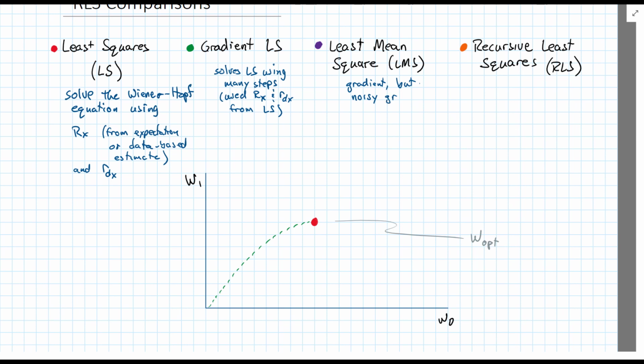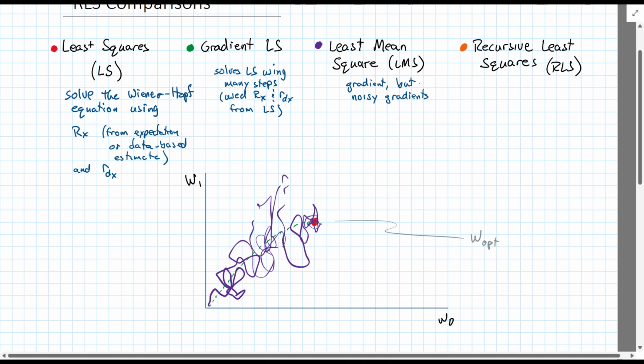Here we have noisy gradients based on, it's almost hard to call it an estimate of Rx and RDX, but based on instantaneous values. So this one is going to do something like that. It's not nearly as pretty. Then we have RLS. So what is RLS doing? Making our gradient one still visible under this mess that is LMS.